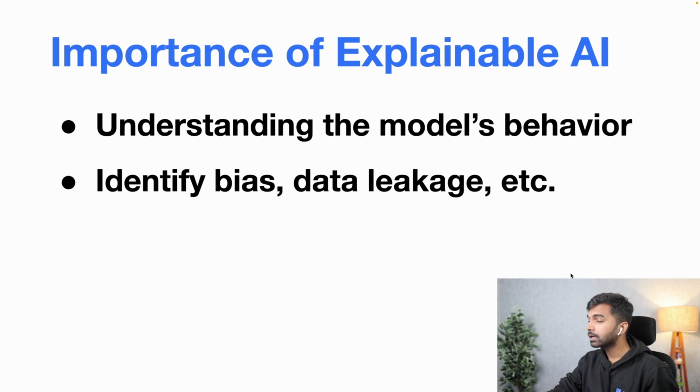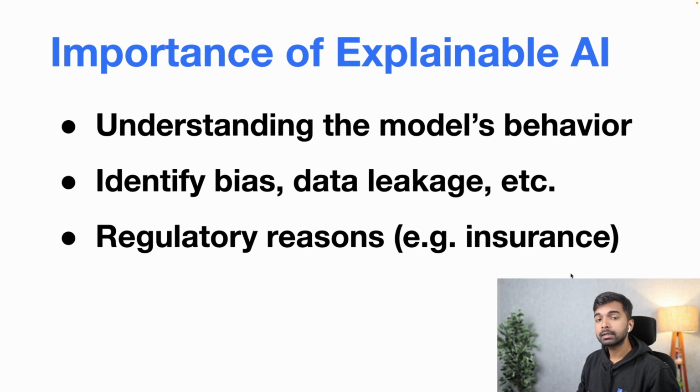Okay, so overcoming data leakage is an important reason as well. The third is regulatory reasons. In many areas, for example, healthcare, finance, insurance, you have to provide reasons for why you are coming up with a particular business decision. So if your insurance application is rejected, then the company is bound to give you a reason for why your insurance application was rejected.